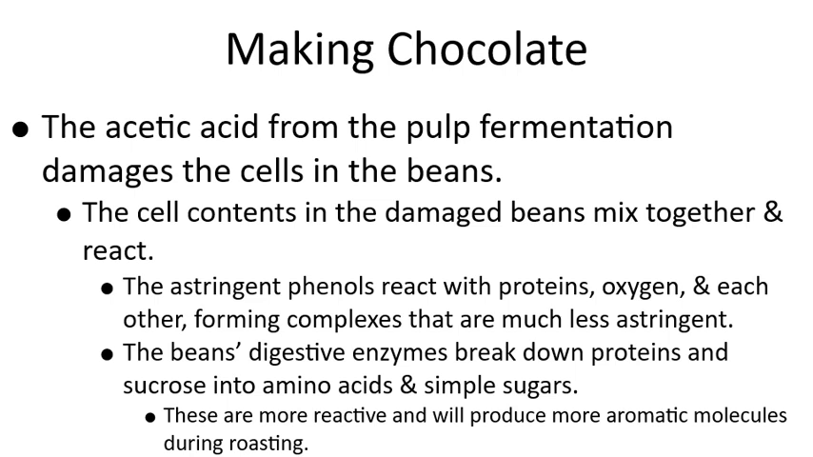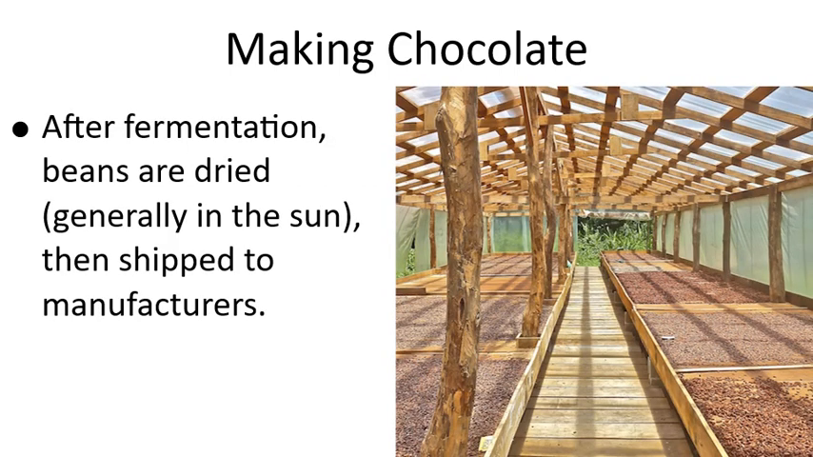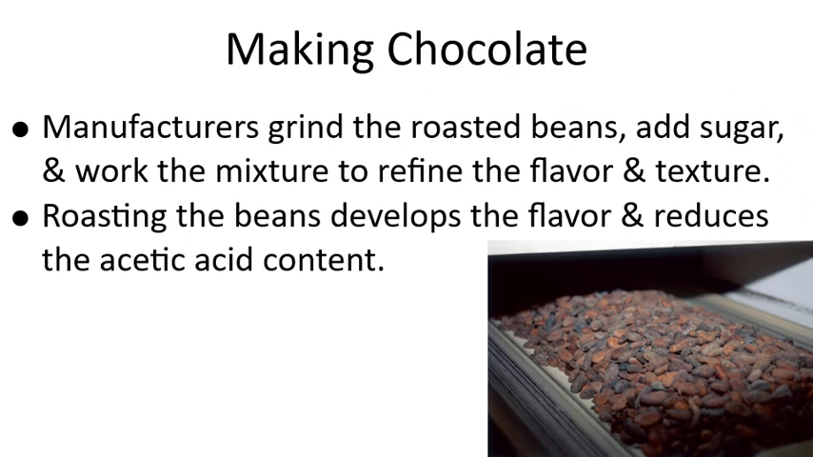Also, digestive enzymes in the beans break down some of the proteins and sucrose into amino acids and simpler sugars. In the roasting process, these simpler molecules are more reactive and will form a wider variety of more aromatic and tasty products. After fermentation, the beans are usually dried in the sun and then shipped to manufacturers. The manufacturers roast the beans, further developing the flavor as well as evaporating off much of the remaining acetic acid.